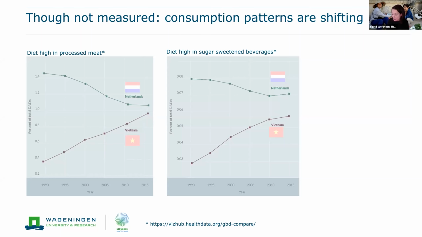However, we do see that consumption patterns are shifting. So all this measuring did not uncover these dynamics in these changing diets of these urbanites in Hanoi. So here we see that the intake of processed meat is increasing, and the intake of sugar sweetened beverages is also increasing, narrowing the gap between the West and the East, so to say.